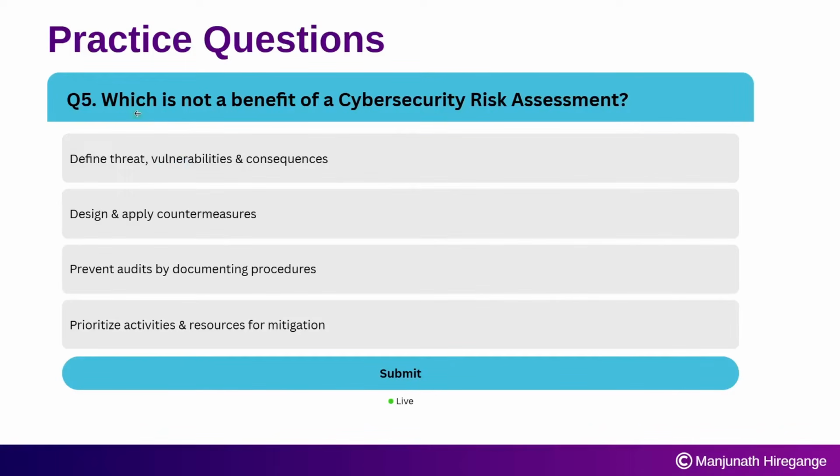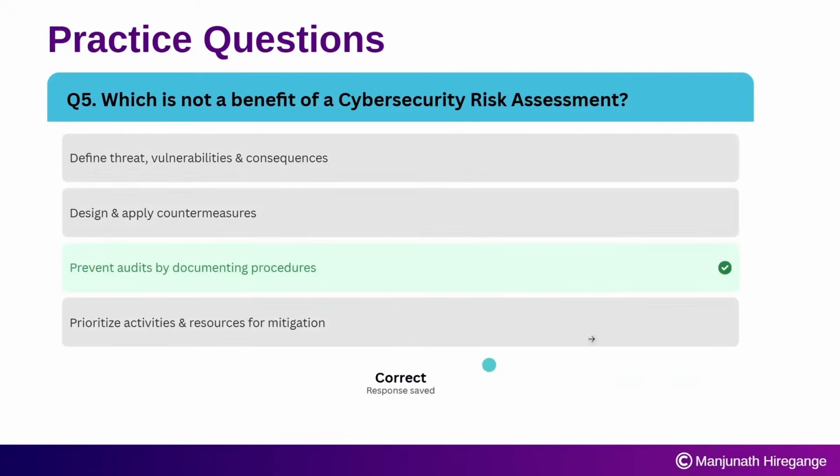Question number 5, which is not a benefit of cybersecurity risk assessment? So what we are asking is which is not a benefit. Define threats, vulnerabilities and consequences. Design and apply countermeasures. Prevents audit by documenting procedures. Prioritize activities and resources for mitigation. So what is the correct answer? C is the correct answer.